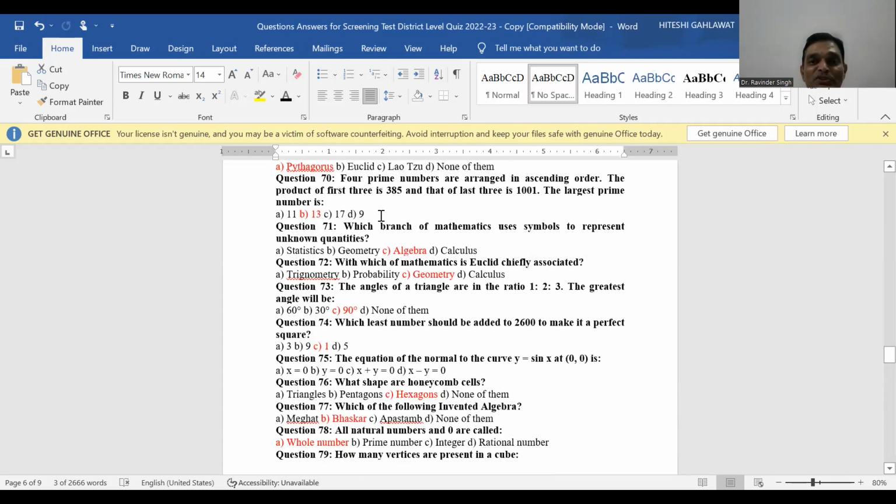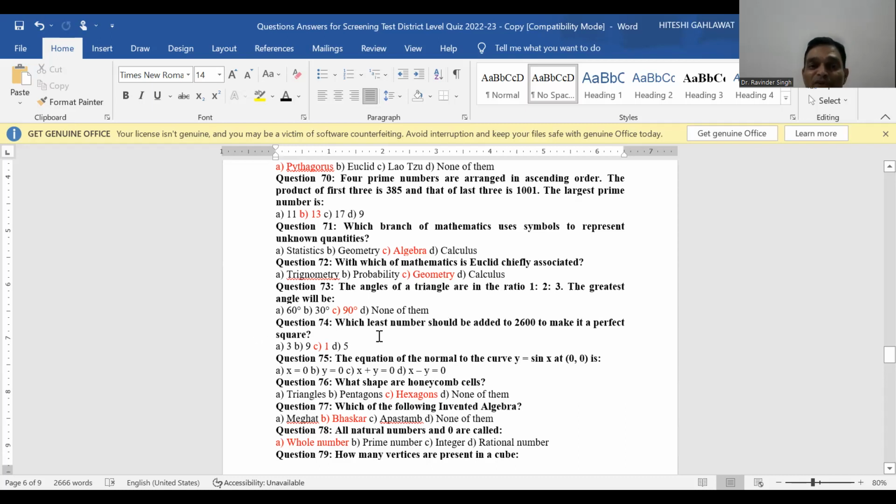Question number 70, the 4 prime numbers are arranged in the ascending order. The product of first 3 is 385. The last 3 is 1001. The largest prime number is, answer is 13. Question number 71, which branch of mathematics uses symbols to represent unknown quantities? Answer is algebra. With which branch of mathematics is Euclid chiefly associated? That is the geometry. Question number 73, the angles of a triangle are in the ratio of 1:2:3. The greatest angle will be 90 degrees.